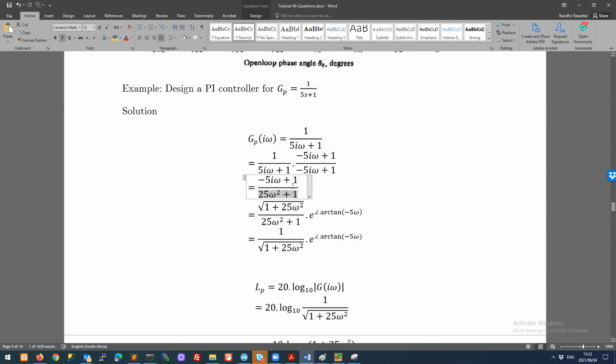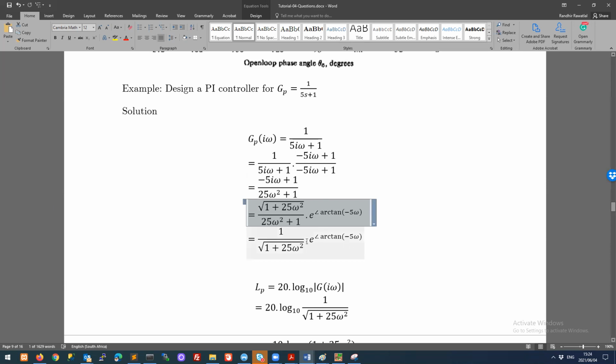So we convert it to polar coordinates by working out the magnitude of this complex number. So we take the real part squared plus the imaginary part squared and then the square root of that. And if you work through it, you'll see it works out to that. And then the angle of this is the arctan of the imaginary part divided by the real part. So of course, if you're dividing, then the denominator will cancel out. So it's just this imaginary part divided by that real part. So minus 5 omega divided by 1. So it's arctan of minus 5 omega. Right, so this is what G looks like in polar coordinates.